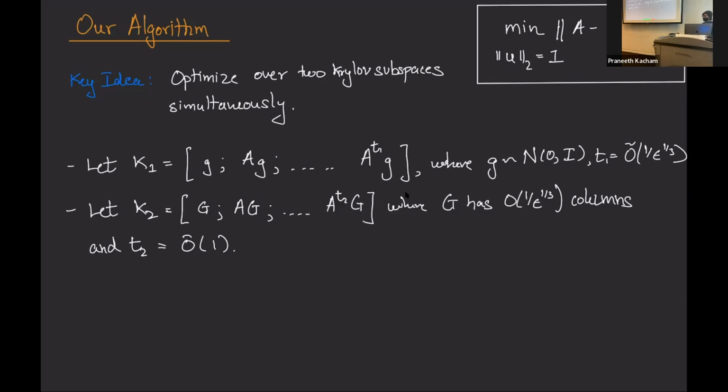And where does G come from? G is again a set where each column is independently Gaussian. So it's the same as little g, but multiple independent copies of little g.